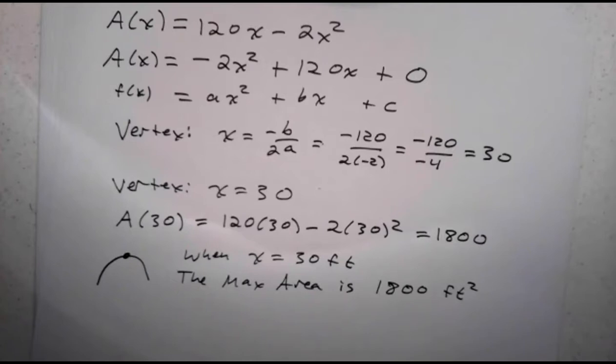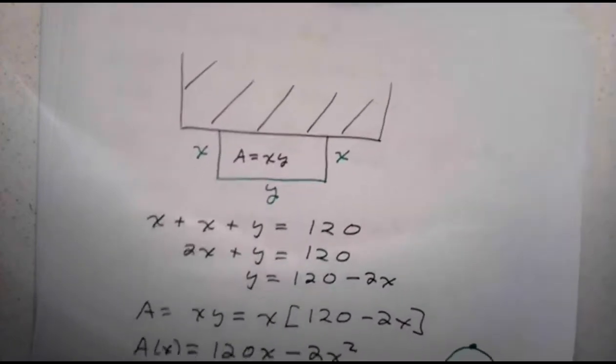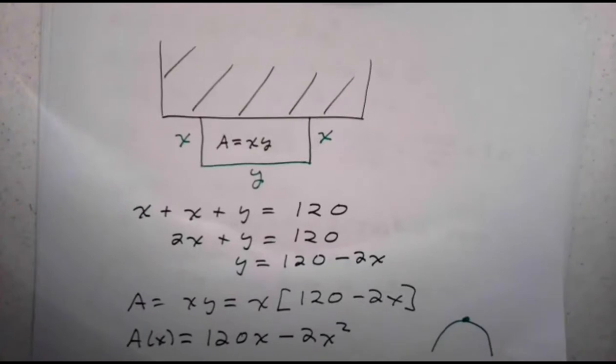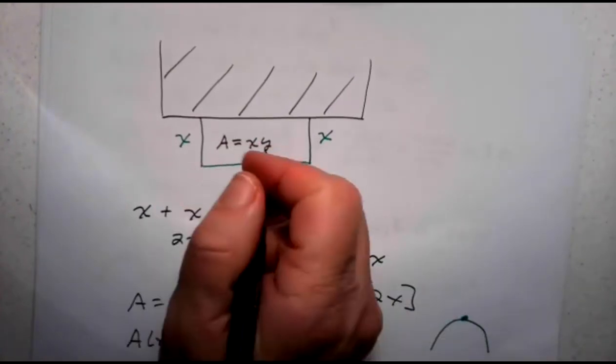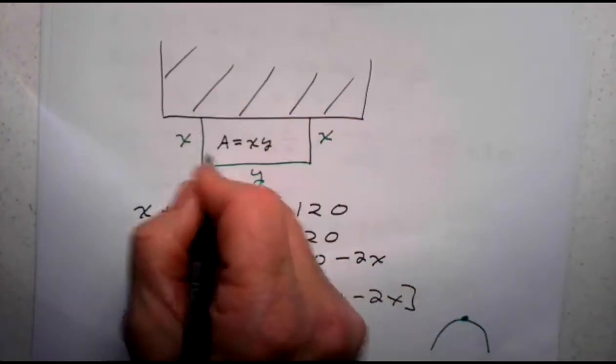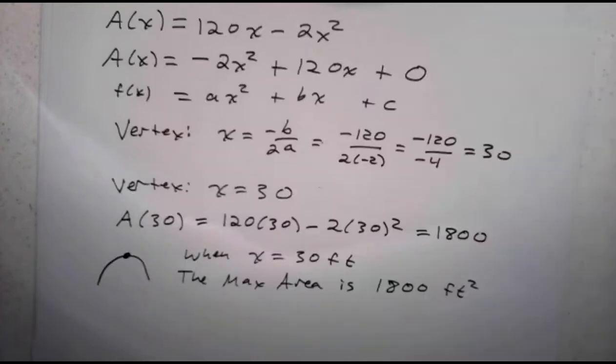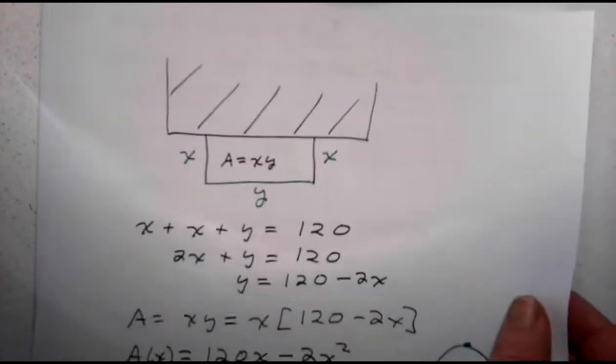Now, we've solved for x and we've solved for the area. We haven't solved for y. So let's go back and look at our original picture here, right? This is what we had. We had this picture representing our building with the garden outside the exterior of the building. Little y is 120 minus 2x. We've established here that the maximum area occurs when x is 30. So what would y be?